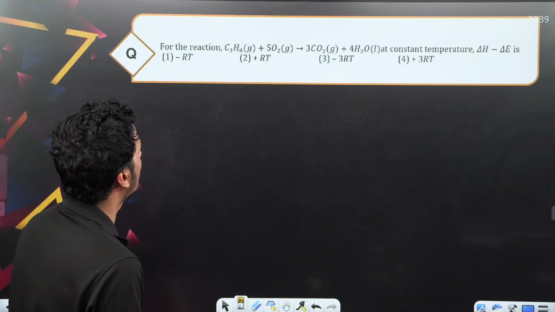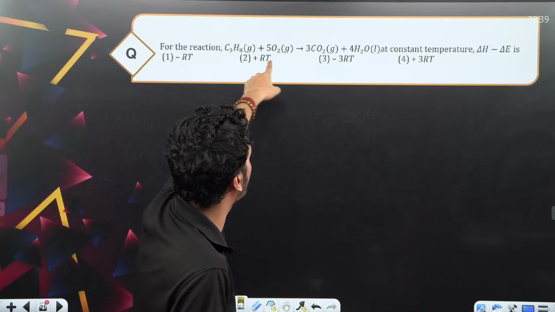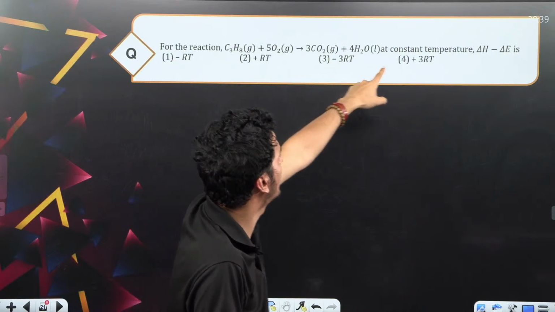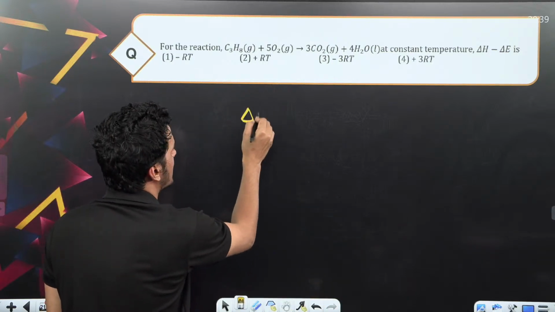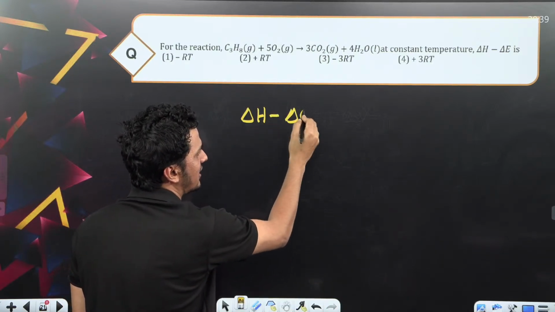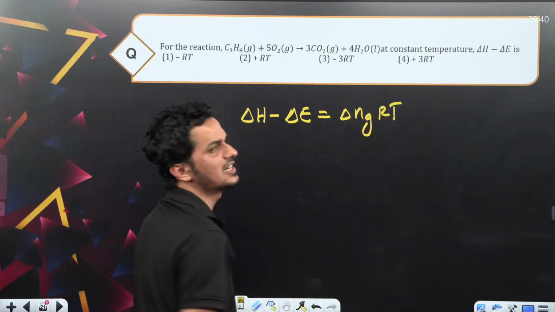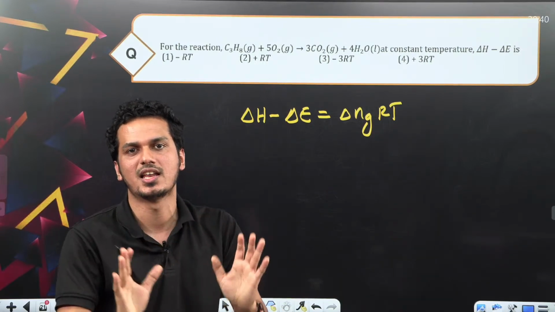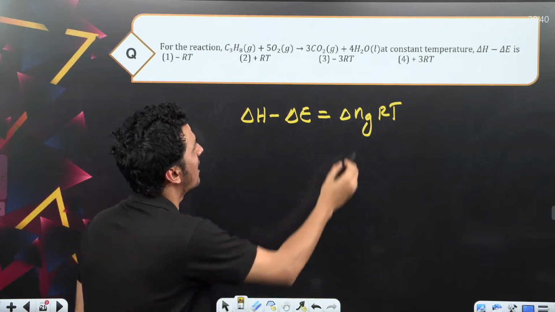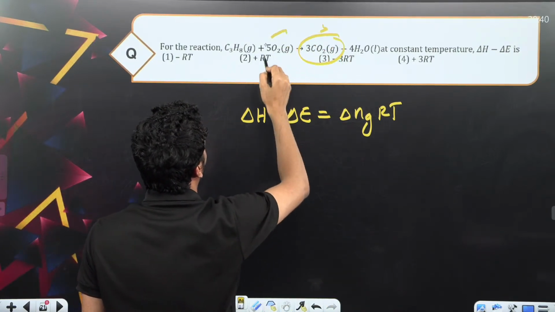This is another simple, easy question. For the reaction, they gave one reaction. For that, what is the delta H minus delta E? Delta H minus delta E is nothing but delta NgRT. Delta Ng means number of moles of gaseous product minus number of moles of gaseous reactant. What's the number of moles of gaseous product? How many gaseous products are there? 3. How many gas reactants are there?